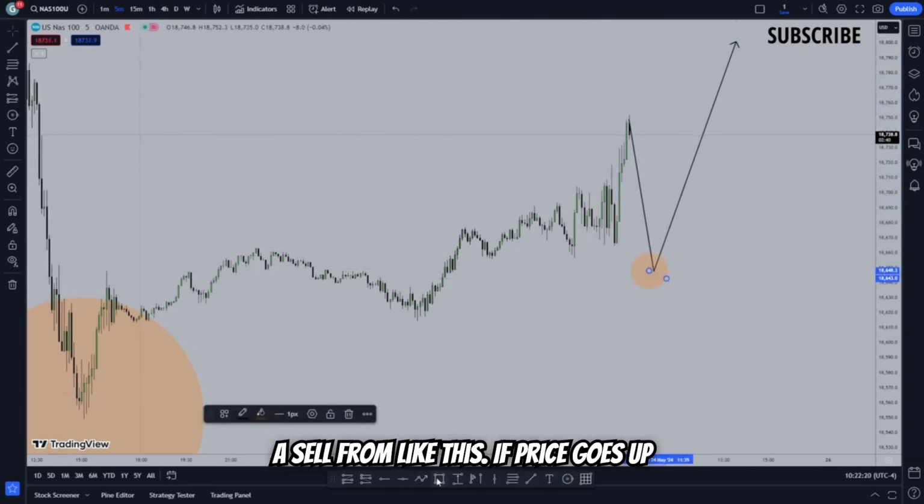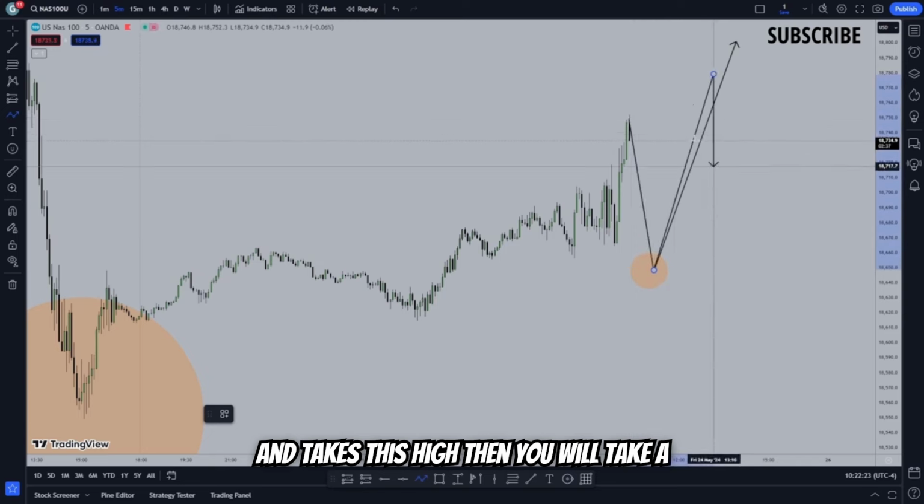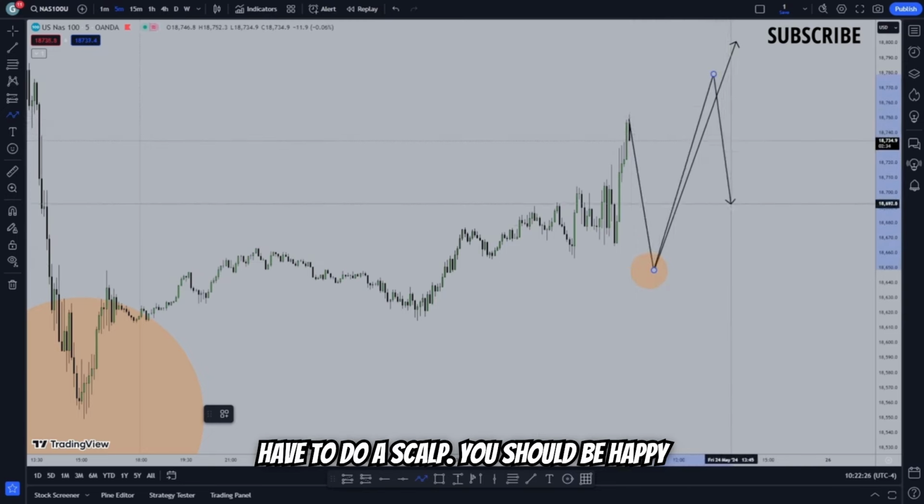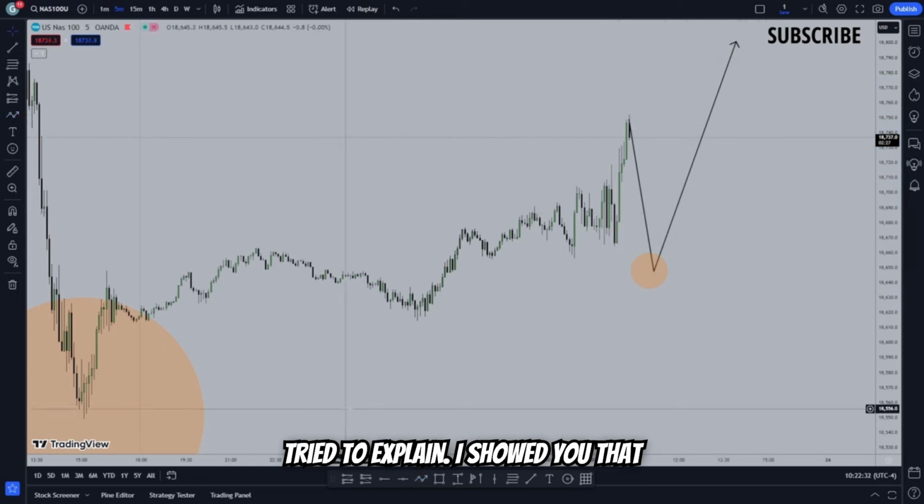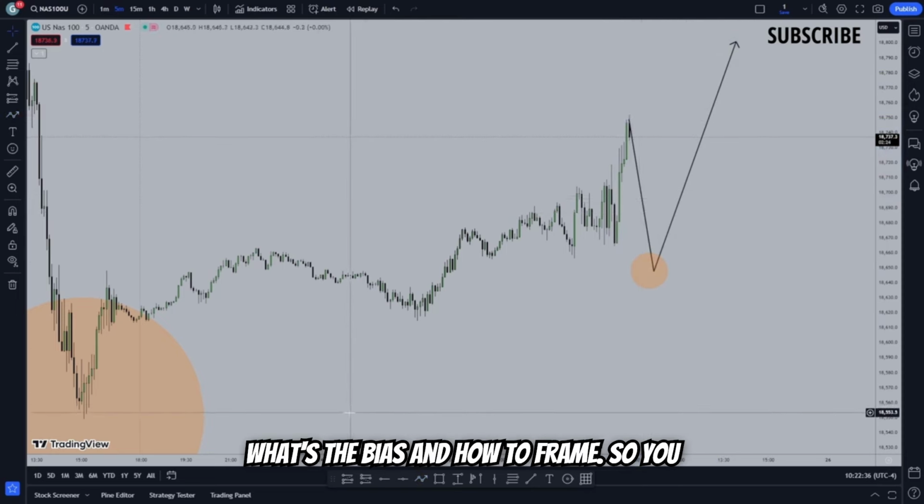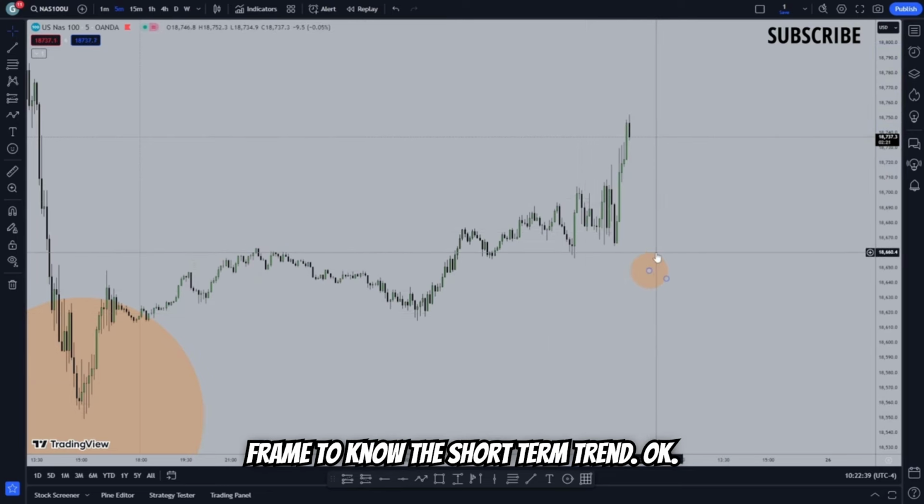You will not take a sell from here. If price goes up and takes this high, then you can take a sell from here, but you have to do a scalp. You should be happy with 1:1 if you're doing that. I hope you understood what I tried to explain. I showed you what the bias is and how to frame it. You have to do the same thing on a higher time frame to know the short-term trend.